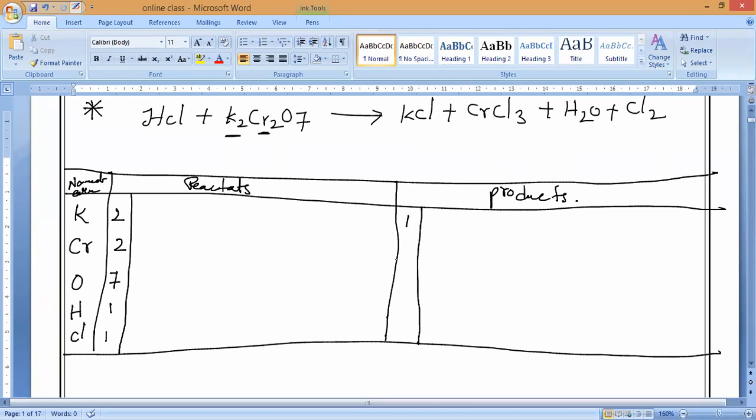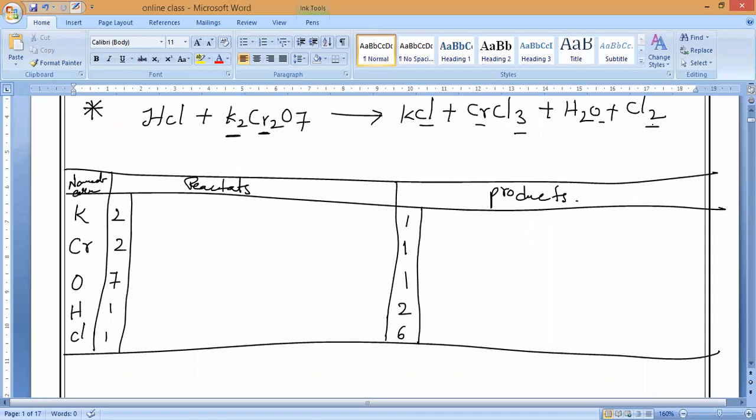Next, product side. Potassium 1, chromium 1, chlorine 1, oxygen 1. Very good. Next, hydrogen: how many? 2. And chlorine how many? 6. Here 1, here 3, here 2. So totally 6. Any doubt?